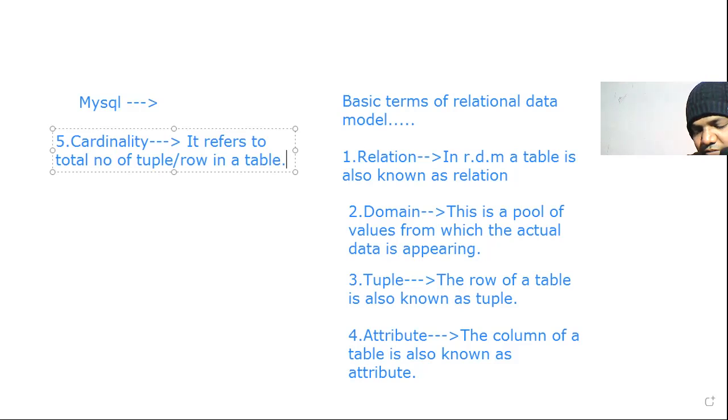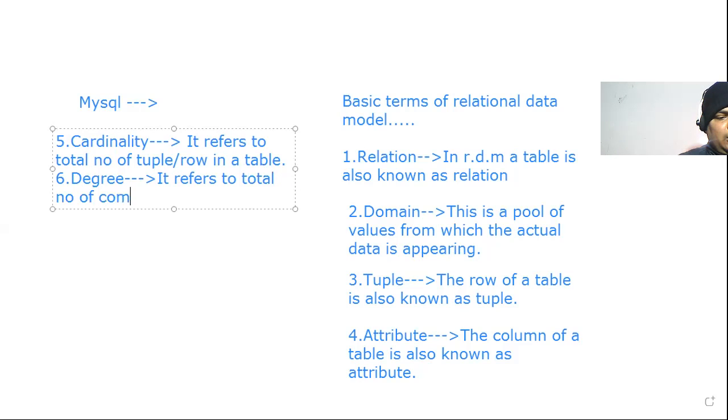In MySQL, it is generally asked that one table will be given having 12, 15 records, and it will ask what is the cardinality of this table and what is the degree. That is the next topic. What is the degree of that table? What do you mean by degree? I think you can guess it right. It refers to the total number of columns in a table.